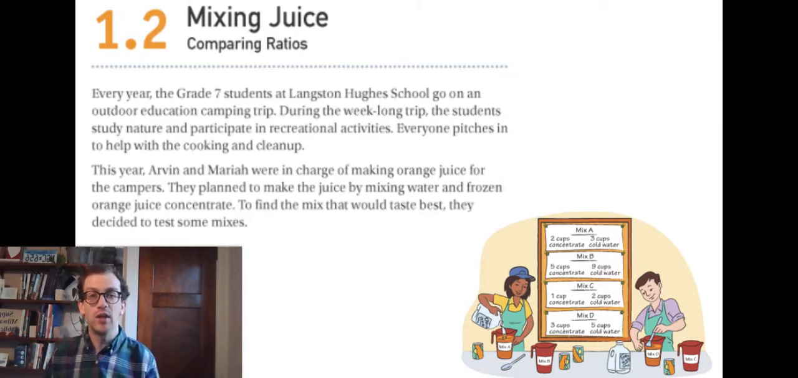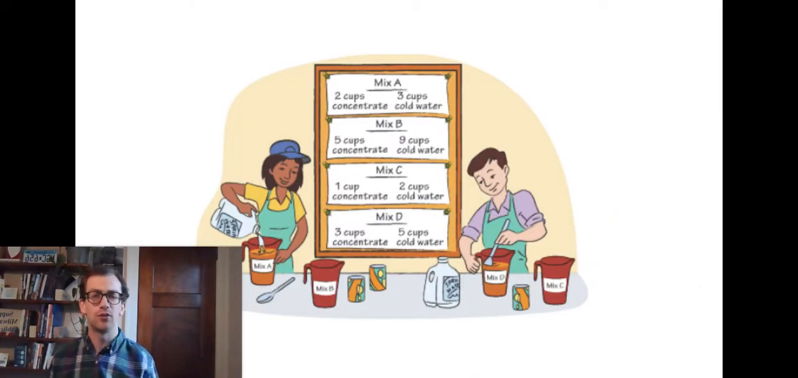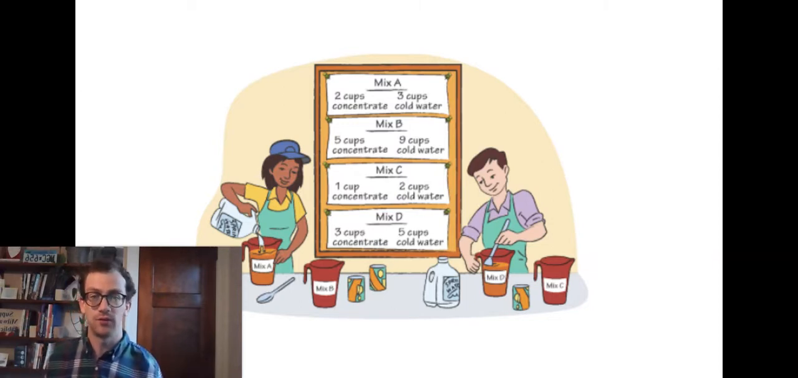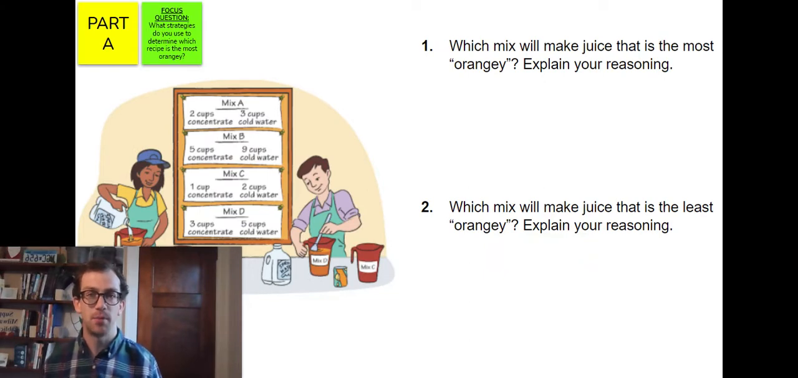They need to figure out which of the recipes. They're going to try out a couple different mixes, and they need to figure out which recipe is going to make the best juice. Here are those four recipes that they're going to be testing out, mix A, B, C, and D. You notice that they each have different amounts of concentrate and different amounts of water. Here's what your assignment looks like. You've got part A and part B.